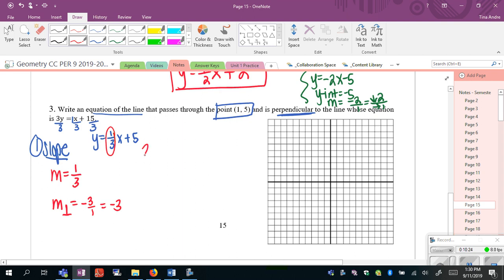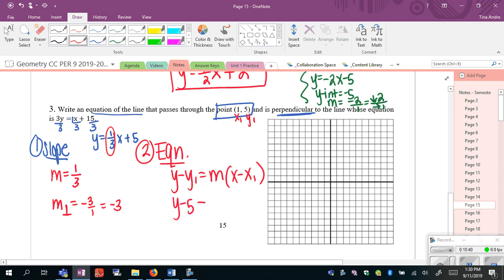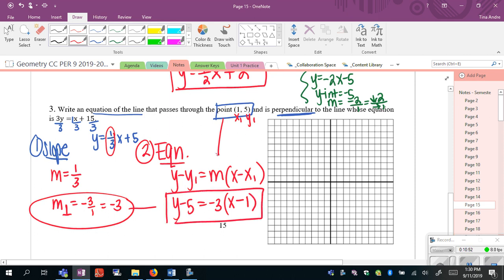And now when I write the equation, I have my formula. y minus y1 equals m times x minus x1. Here's my point. So we have y minus 5 equals -3. Make sure that you're using the correct slope. So -3, and then x minus x1, which is 1. This is the answer in point slope form. I'm just going to put arrows on there to represent that I plugged in.